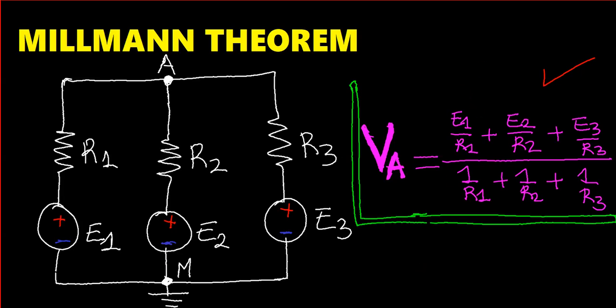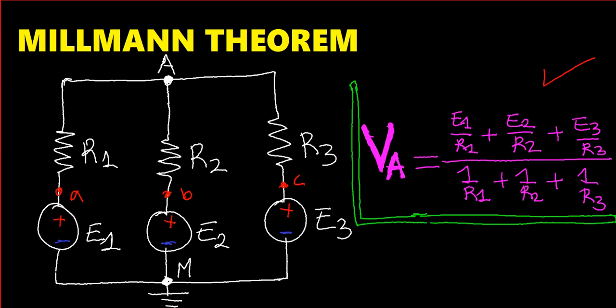Go ahead and prove the formula that you have on the board by applying Millman's theorem. VA is equal to what you have on the board. So we discovered that from Millman, the voltage at point A, let's say we can have here a point, let's say a small a, here B, and here C.